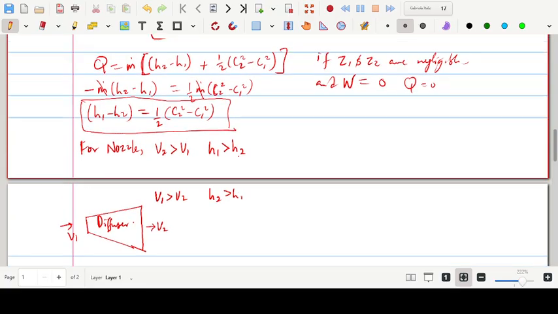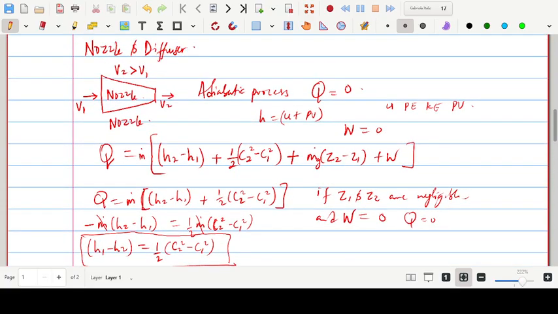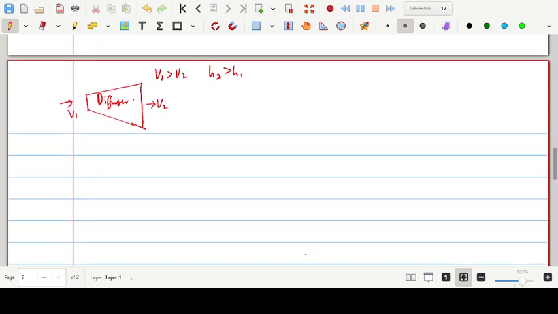But please take note. You can only use this provided that you were told that the datum, as in the height, your Z1 and Z2 are negligible or they are equal. That's when you can apply this. If they are considered, then you include it in your formula. You understand? You now add plus m dot Z2 G minus m dot Z1 G. It's as simple as that.